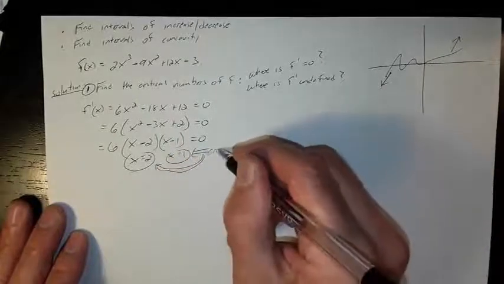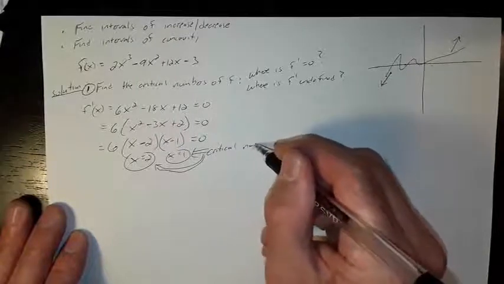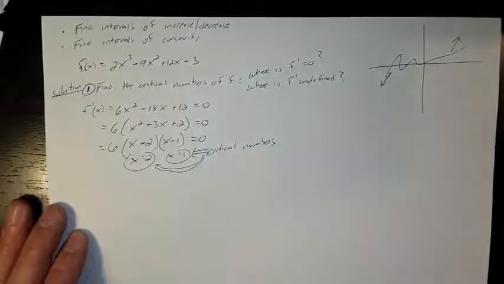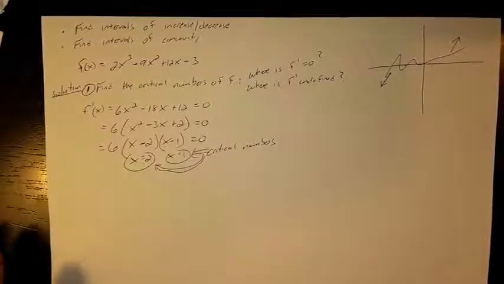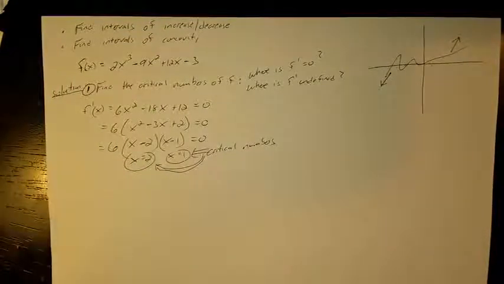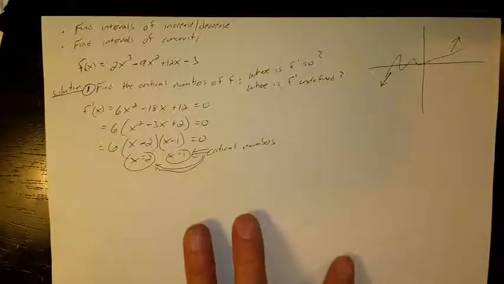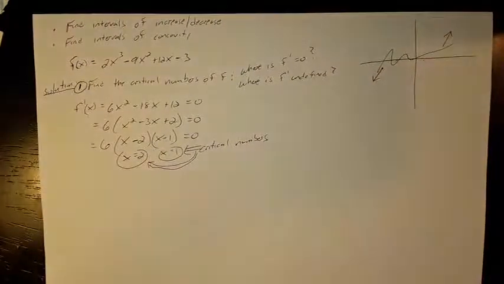These are called the critical numbers. Once you've got the critical numbers, you want to stick those over to the right here, if I'm going to have enough room. I don't know how this is actually going to render on YouTube.